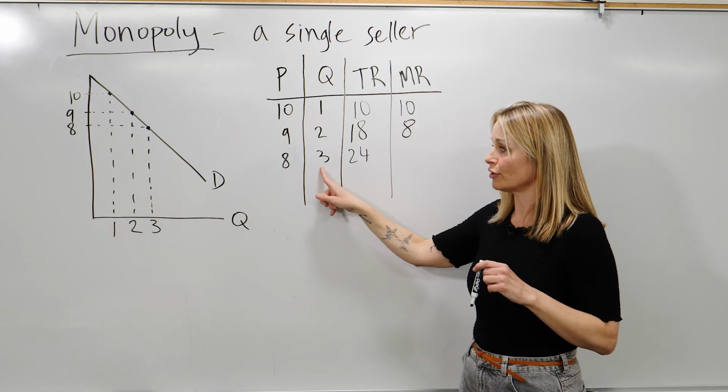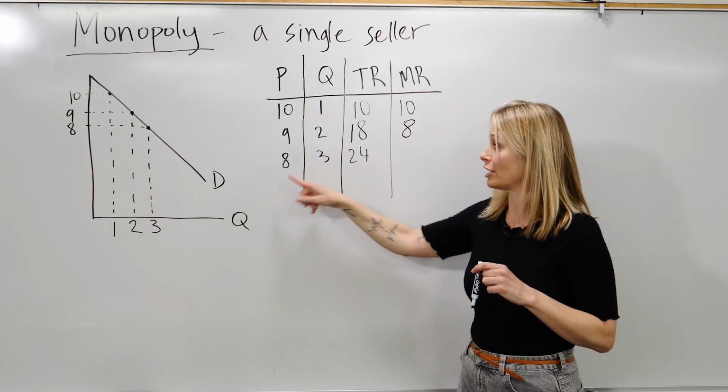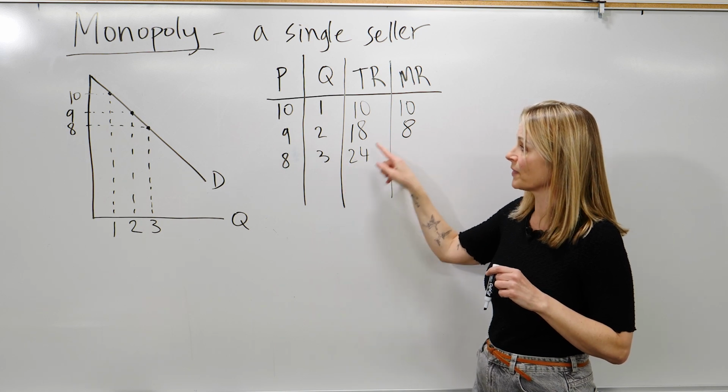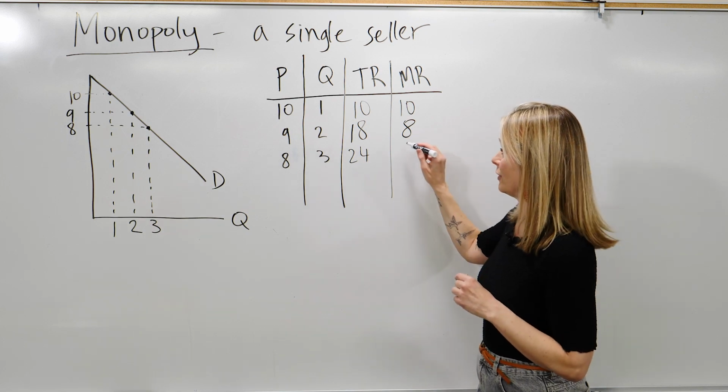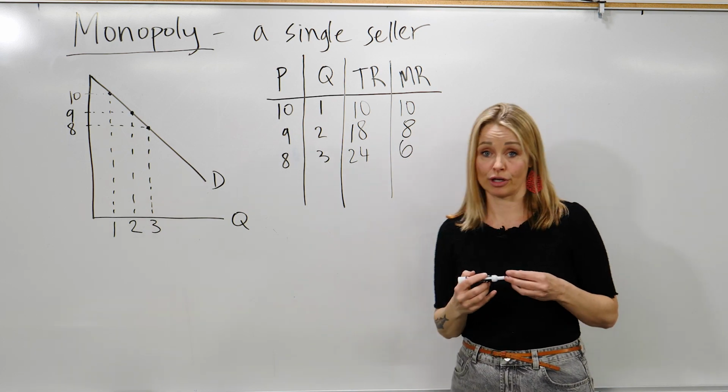And as we go to our third unit, we have to sell it at $8. Now our total revenue is 24. That means we went from 18 to 24, which is $6 extra in revenue, marginal revenue for that third unit.